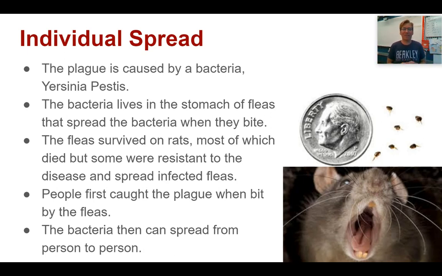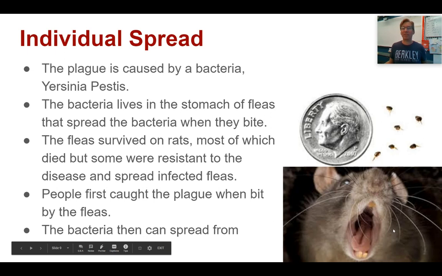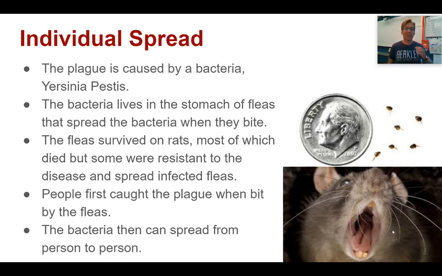They're susceptible to it. But some develop enough resistance to bring those fleas with them and to travel from the east to the west. And then people will get the plague when they are bit by the fleas. Now, people didn't know about the fleas for a while. They thought the rats themselves were carrying the plague. But it was, in fact, the fleas. And then the bacteria would get into the people and could spread from person to person.